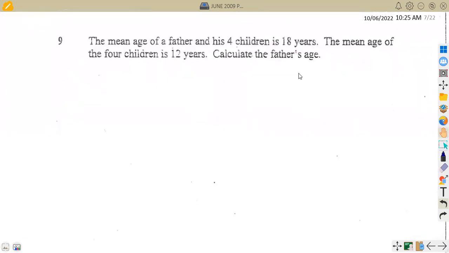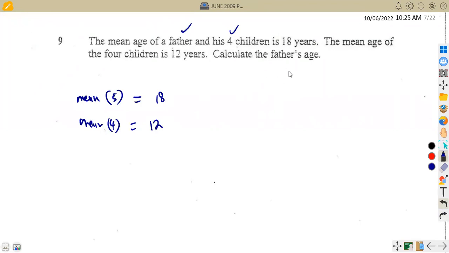Okay, number 9, we're given that the mean age of a father and his 4 children, so we're talking about a father and his 4 children, is 18. So what are we given? This is the mean of 5 people is equal to 18. The mean age of the 4 children, which means the father is not there, the mean of 4 without the father is 12. Calculate the father's age.